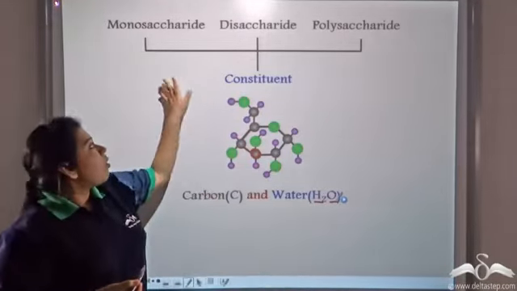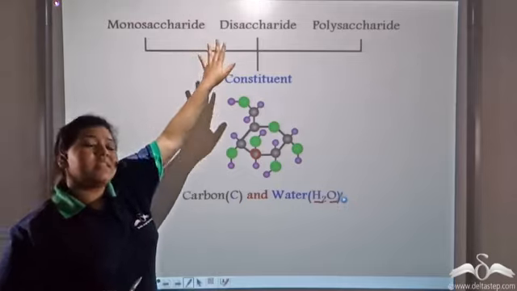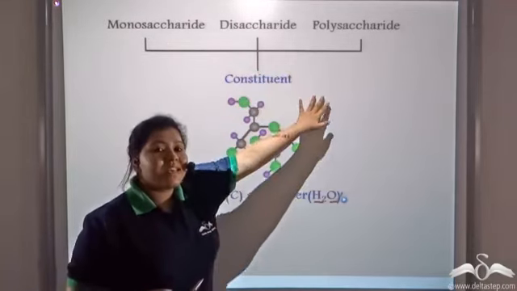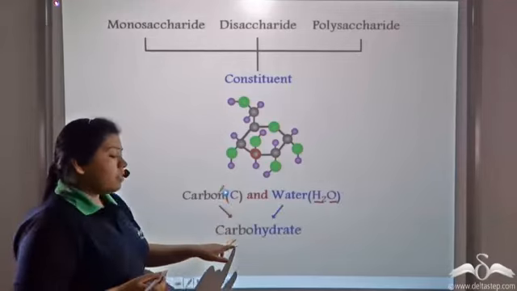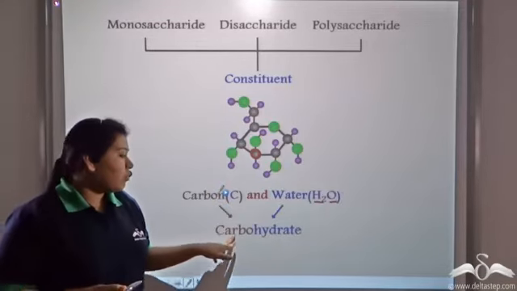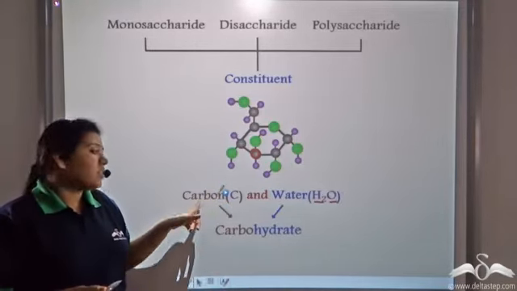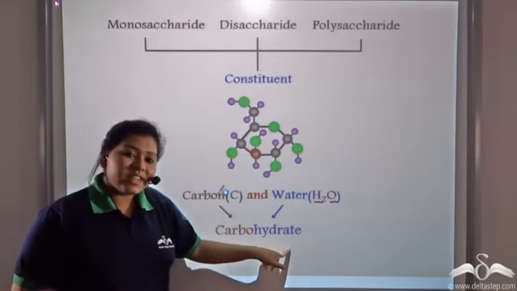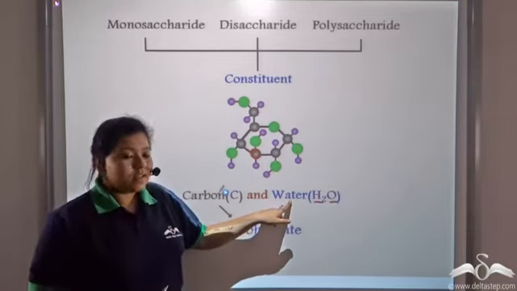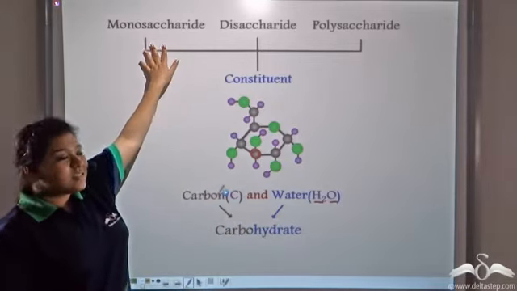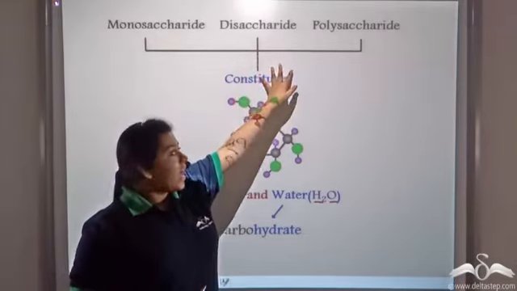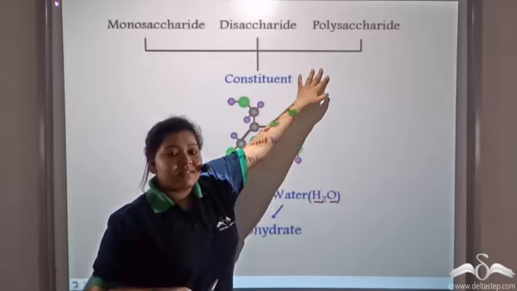And hence, all these monosaccharides, disaccharides, and polysaccharides can be together known as the carbohydrates. Carbo comes from the word carbon, and hydrate means water. So carbohydrates consist of the monosaccharides, the disaccharides, and the polysaccharides.